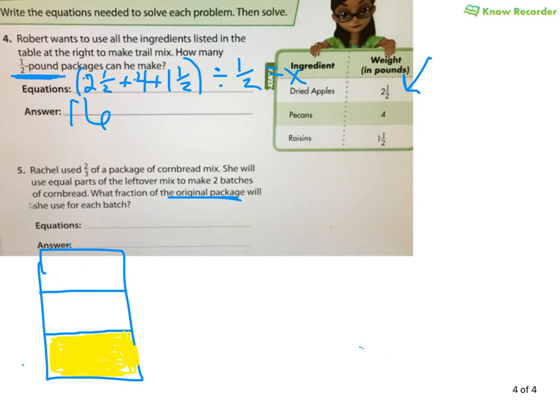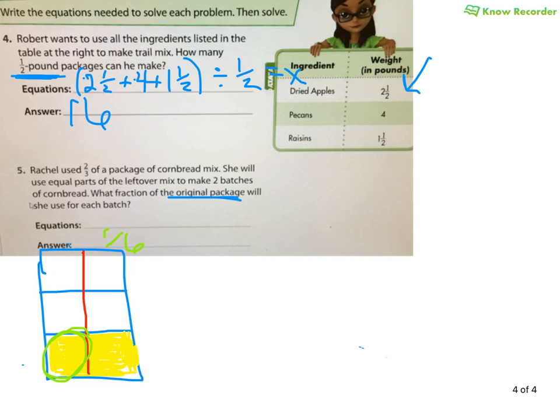So what am I really doing? I'm dividing it in half. So if I cut what's left over in half, let me draw a line there, I should be able to make those 2 batches. I have 1 batch here and 1 batch here. They want to know what fraction of the original package she will use for each batch. Well, each batch means just 1. It's a unit fraction. So 1 batch would be 1 out of the 6. And we did that all just using a model. We didn't write an equation, nothing. I love, love, love models.